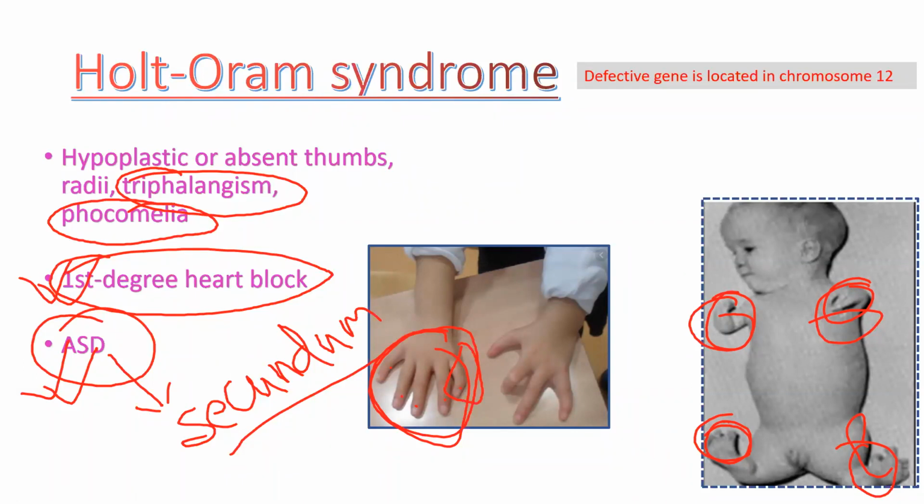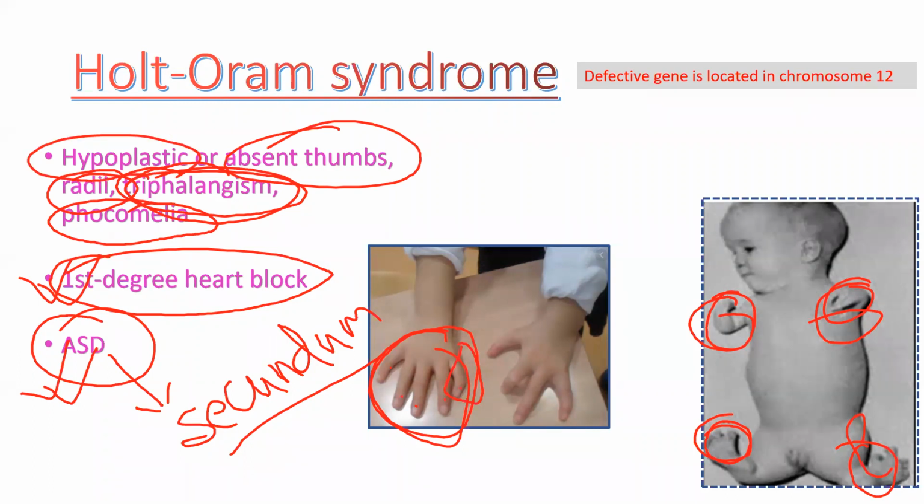Phocomelia is the condition in which the limbs are very, very close to the center of the body. And another very important problem, I told you that these children are going to have triphalangism, meaning there are three phalanges in the thumb. Sometimes these children may not have any thumb, so there is absence of the thumb. Sometimes the radius bone is absent. Sometimes there is even a hypoplastic thumb. So these are all the features of Holt-Oram syndrome.